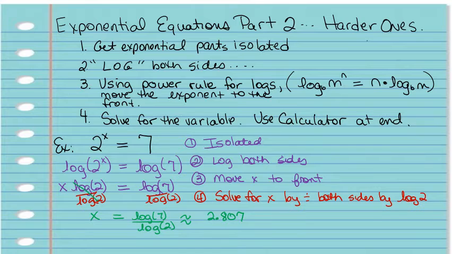But you get 2.807. This is an equation, so you can check your answer. You don't have to, but you can check. Just do 2 to the 2.807. And since that's an approximate answer, you're going to get approximately 7. You'd have to type in the whole long decimal to get 7.